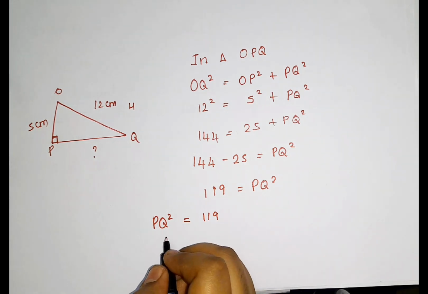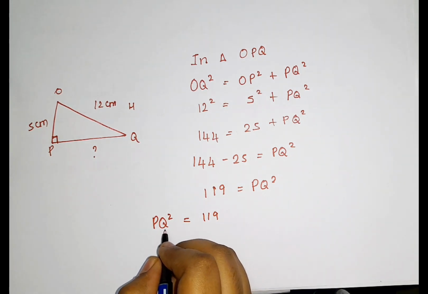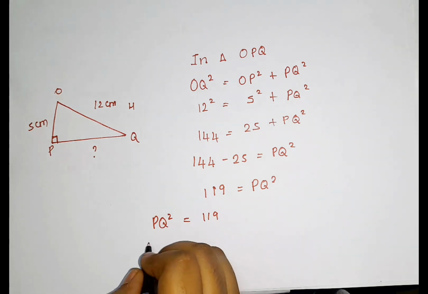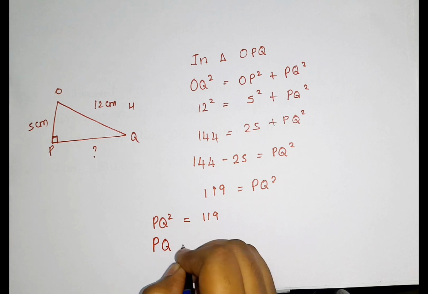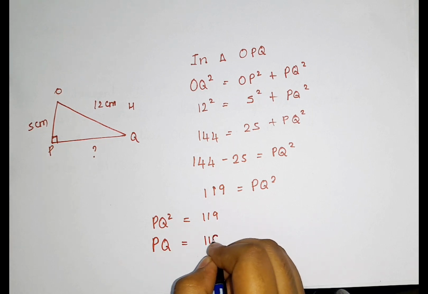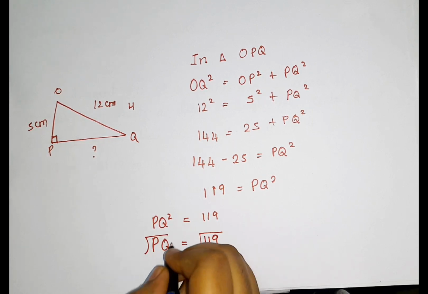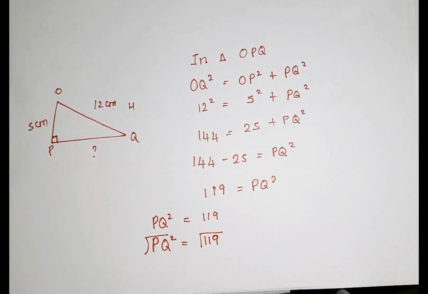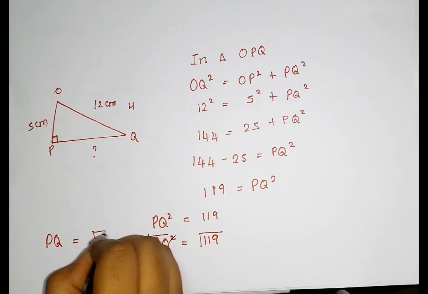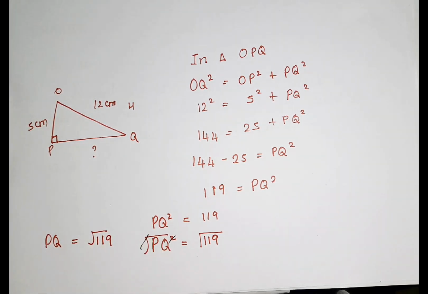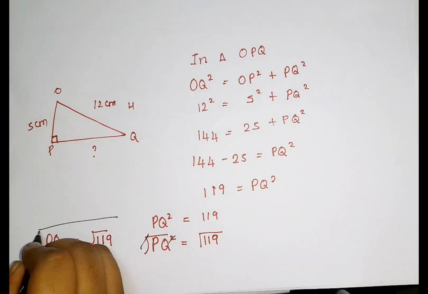Here when you check, I have a square, isn't it? But I want the PQ value, so I'm going to put the root. So PQ is equal to root 119. The square and the root cancel, so finally I got the PQ value, that is root 119. We can't take it out from the root, isn't it? So this is going to be your answer.